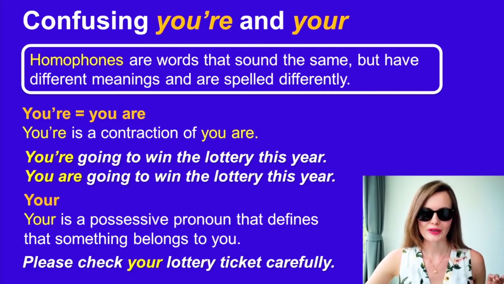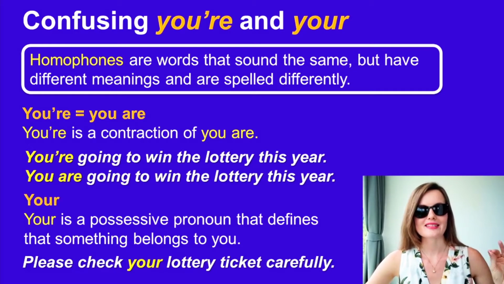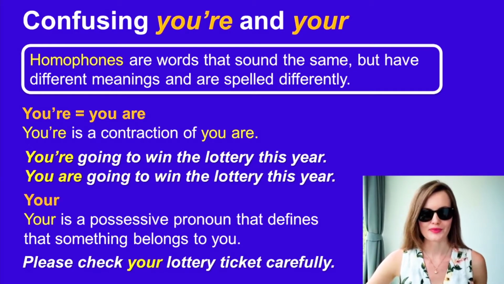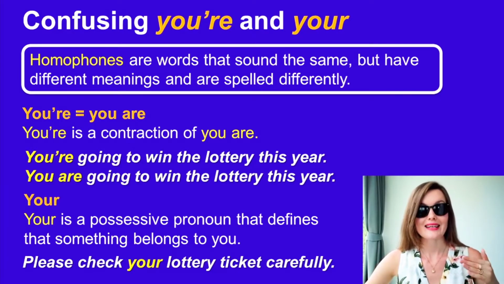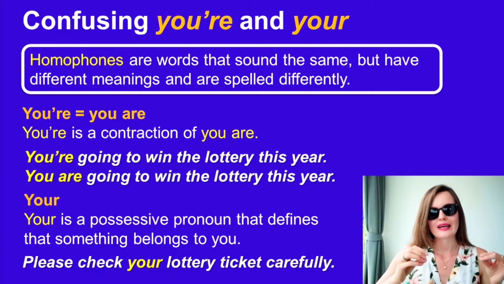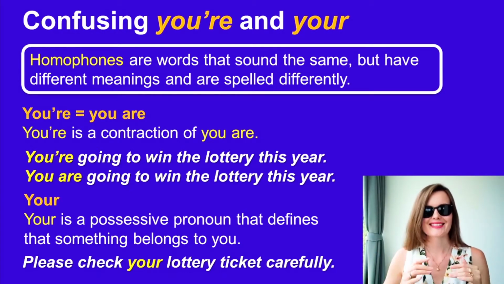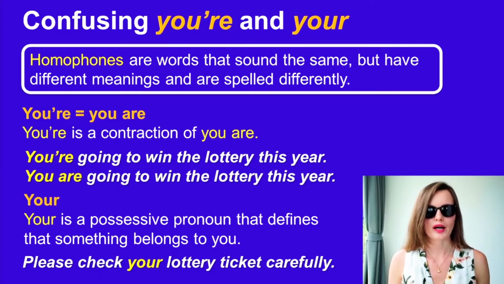The other your is a possessive pronoun that defines that something belongs to you. For example, please check your lottery ticket carefully. It means that this ticket belongs to you. It's your lottery ticket. So if something belongs to you, it's your lottery ticket. And this is how you spell this word, Y-O-U-R, without an apostrophe.